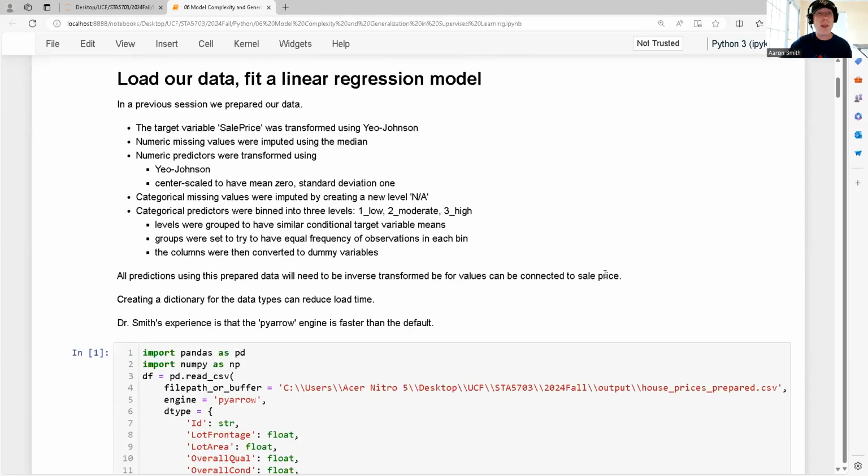All right, so let's go ahead and load some data to work with. We're going to be doing just a regular old vanilla multiple linear regression model, just so that we can get a feel for what's going on.